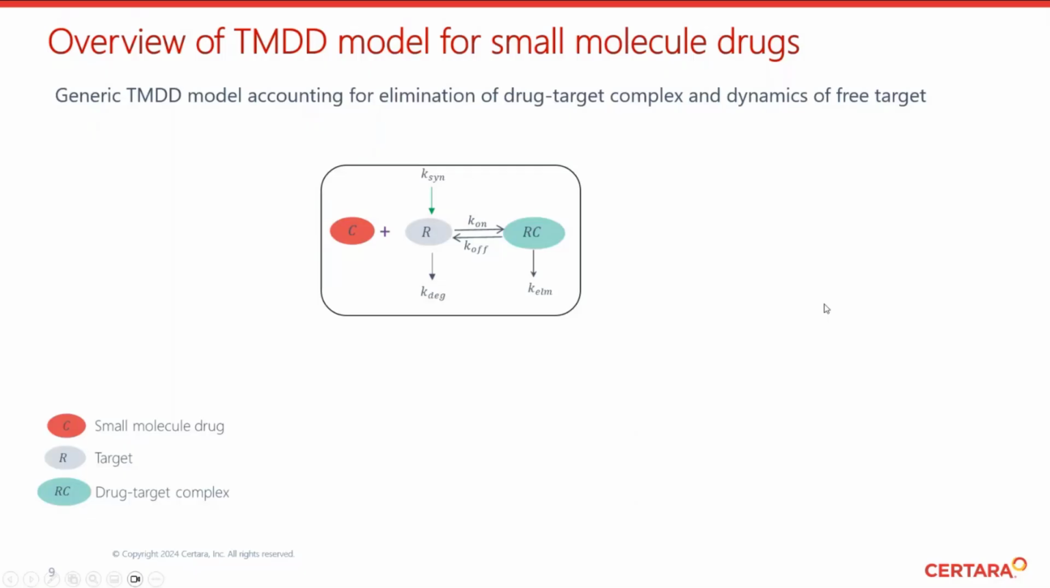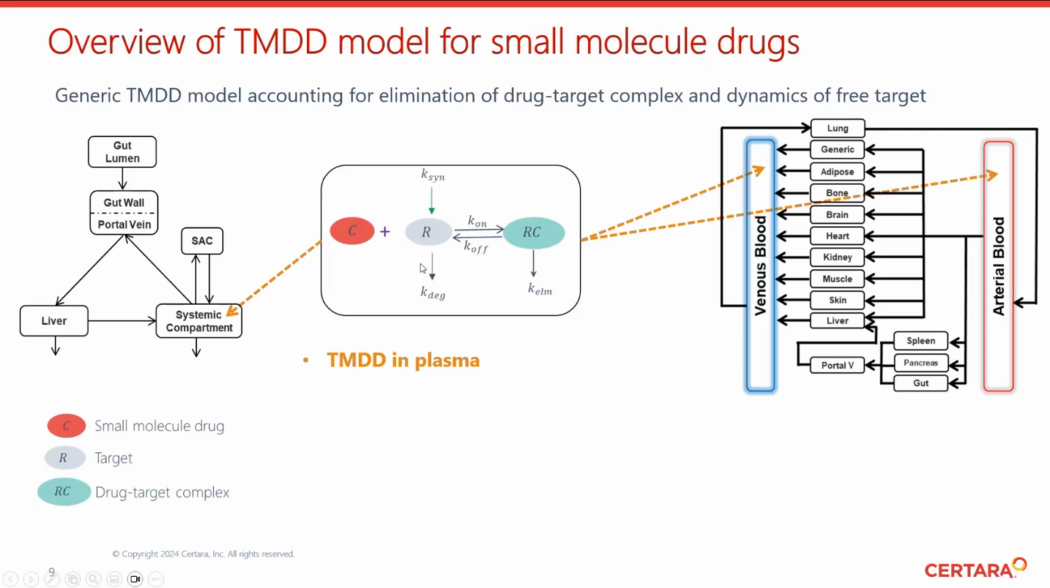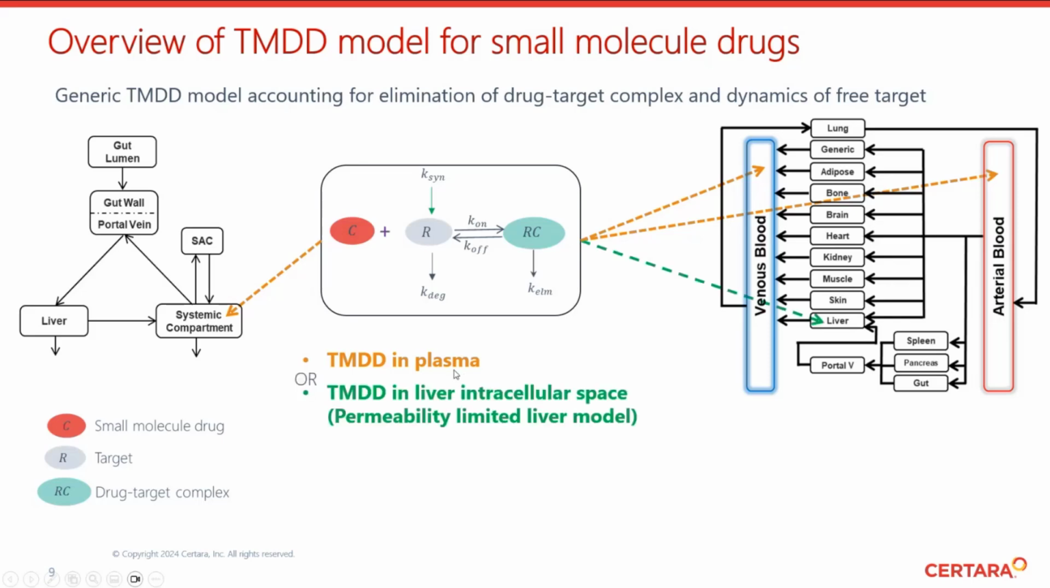So when we move on to small molecule drugs, the generic TMDD models have been implemented for small molecule drugs. The impact of TMDD in small molecules on the distribution and clearance of the drug can be different depending on the target location, whether it's in plasma or in tissue. So as a first step, in version 24, we focused on modeling TMDD for targets in plasma, and also targets in the liver intracellular space.